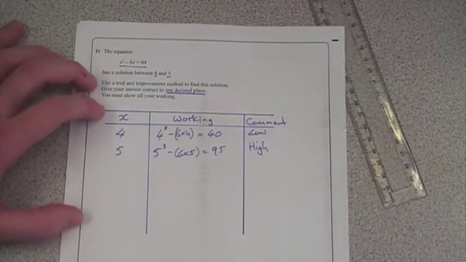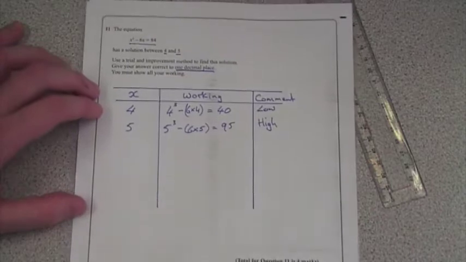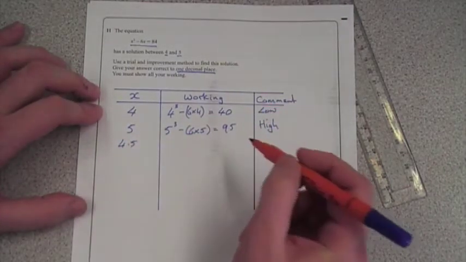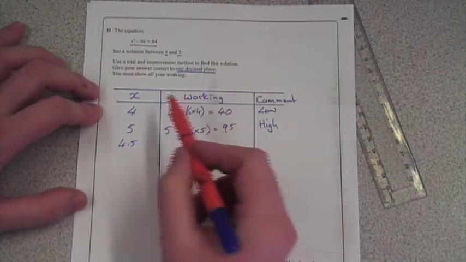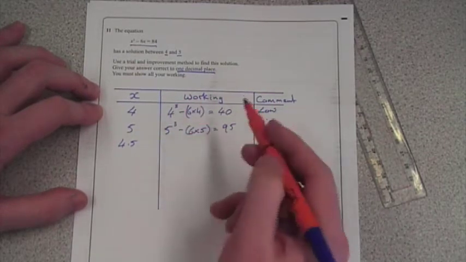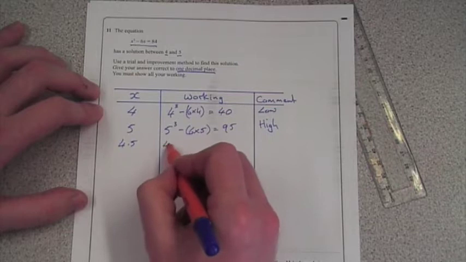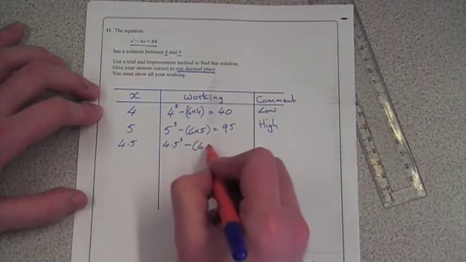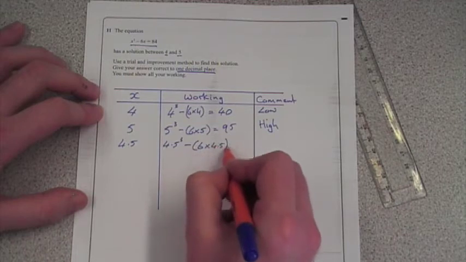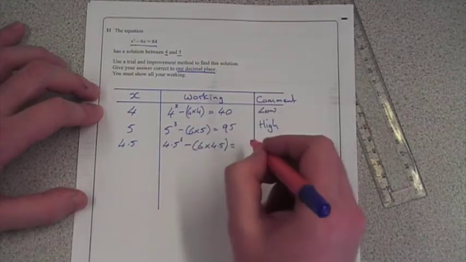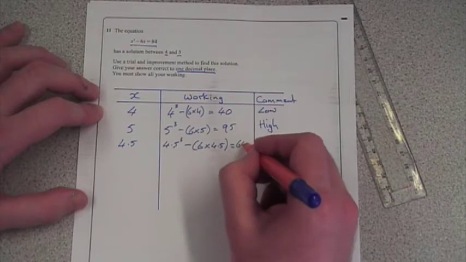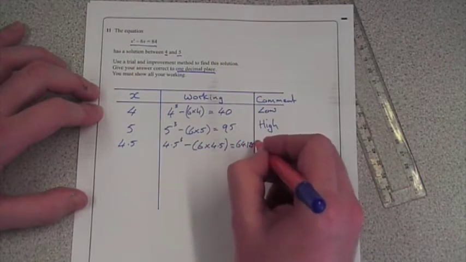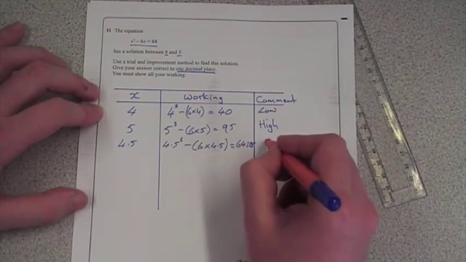Next thing we do is we put x equal to 4.5. And we can see that this will help us see whether or not it's closer to 4 or 5. So we put 4.5 in for our x's, cubed, times it by 6, and that will equal 64.125. And that we can see is still too low.